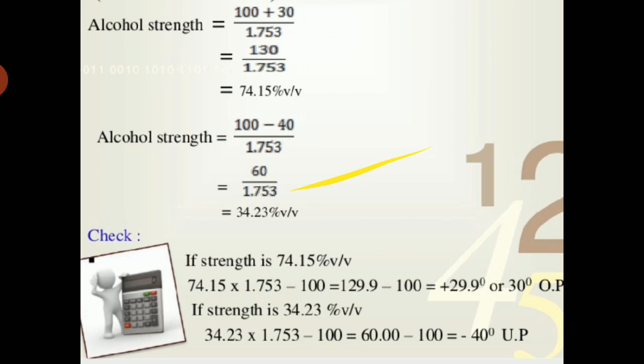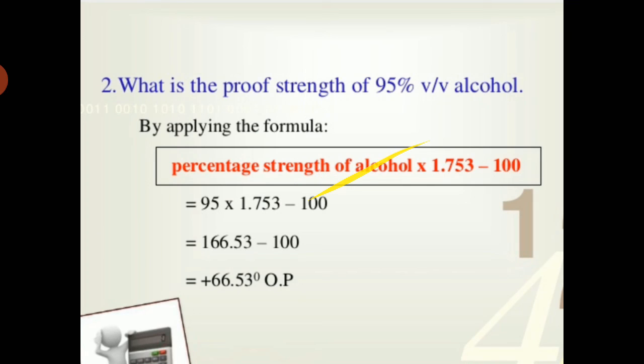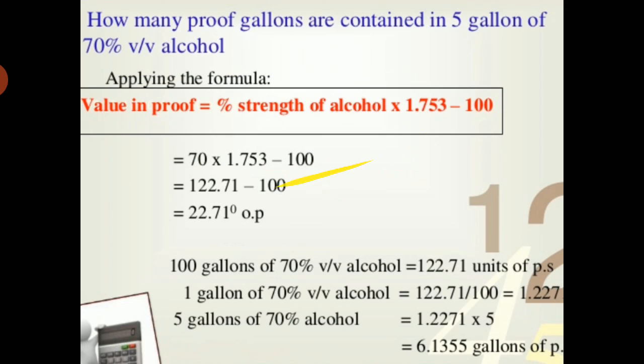1.753 is obtained as follows, by calculation. Calculate the strength of 30 degree over proof and 40 degree under proof. So the formula for alcohol strength, with some examples.